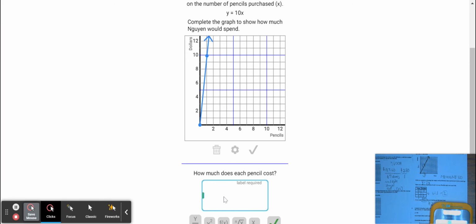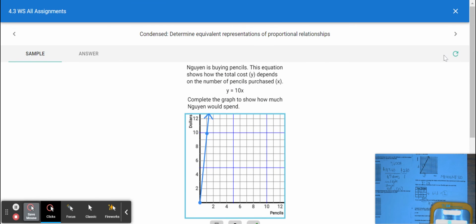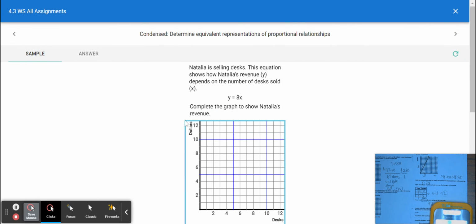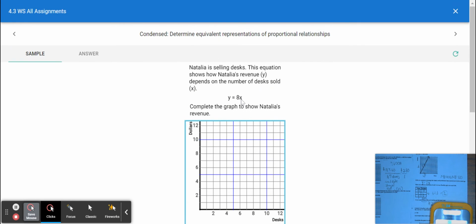Now it wants to know how much each pencil costs. Well, it told me that 10 is how much each one costs. So I put in $10. Okay, same there. It gave me a relationship, y equals 8x. So come down here and put my 1. I move it up to 8 because 1 costs $8.